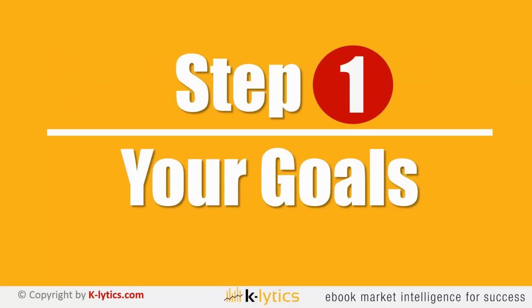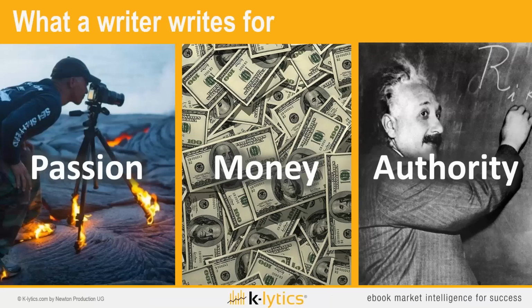Step number 1 sounds like a cliche, but really, you have to talk about your goals when we talk about genres and categories. Why that? Well, what does a writer write for? Probably usually for passion, fun. Many of us will write for the money because if you're a professional writer, you have to pay your bills. Or you write for the authority because you are an expert in a certain nonfiction field and you want to say, hey, here's a book, this proves my authority.